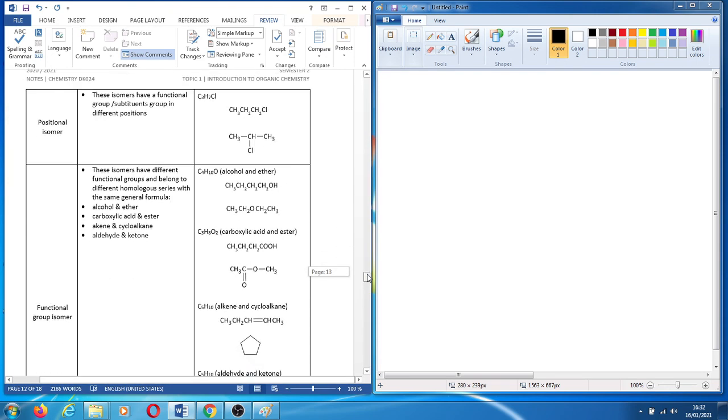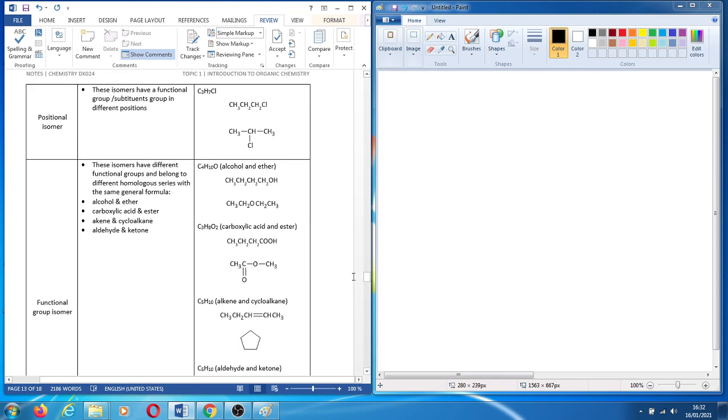The third one, we call it functional group isomer. Okay, what is functional group isomer? This isomer has different functional groups and belongs to different homologous series with the same general formula. It will have the same general formula, but different homologous series. Alcohol and ether will have the same general formula but different homologous series. Carboxylic acid and ester, alkene and cycloalkane, aldehyde and ketone.